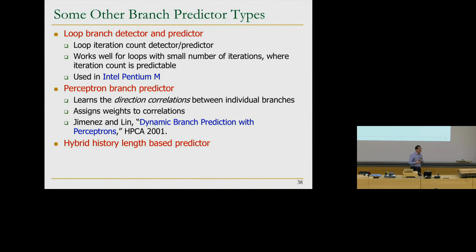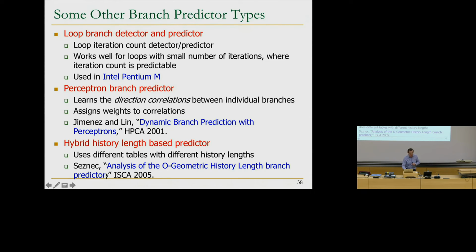Perceptron we're going to talk about. This is an example of learning correlations of branches, correlation of directions between individual branches. And this assigns weights to correlations using the simplest possible model of a biological neuron. So perceptron is modeled on a biological neuron, trying to mimic human neurons. And I'm going to give you an example of this before we go into it. But essentially, this is also used, and this also performs very well. And it's used in some AMD machines as well as some Samsung machines.